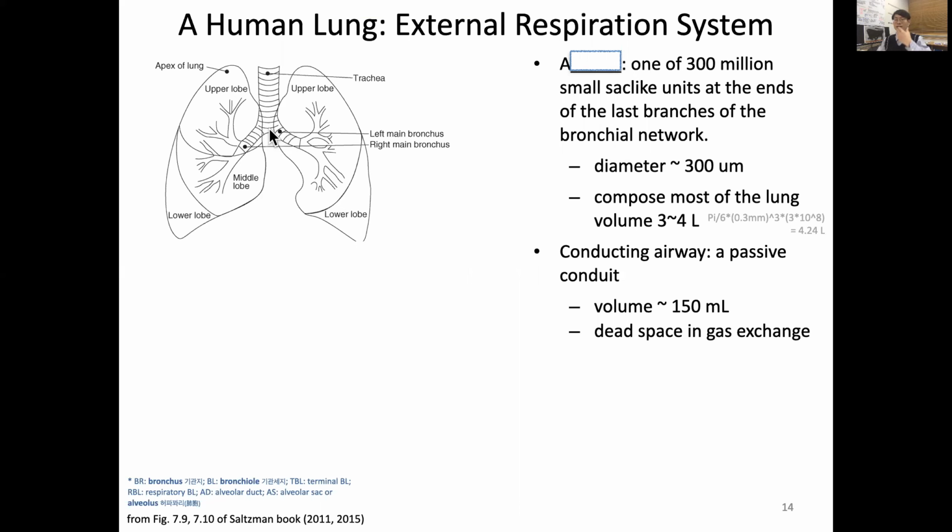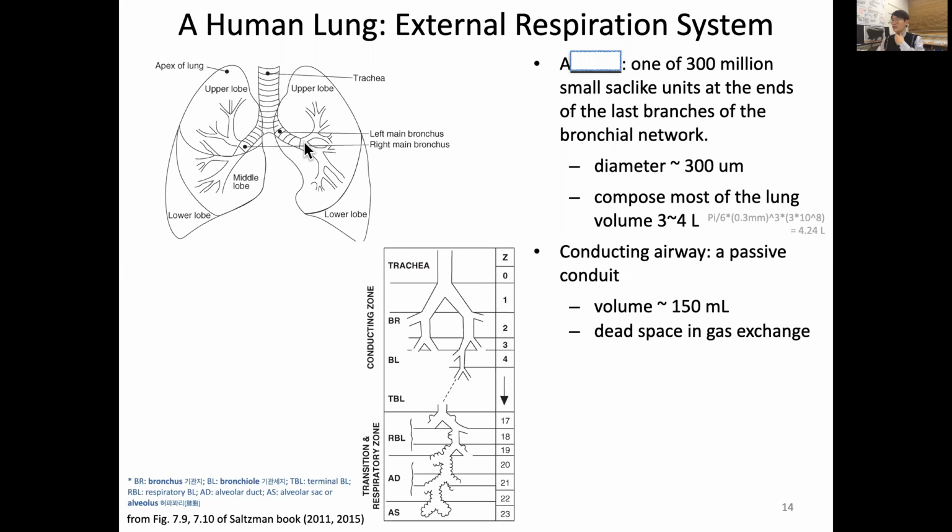Then it goes down and down, with these bifurcating branches. You can see one trachea bifurcates, and this becomes a bronchiole, and this becomes a terminal bronchiole. Up until this part, there's no actual gas exchange between the air and the body, so that is purely the conducting zone. From here, there is the respiratory bronchiole, and then it gets down to the alveolar duct. The end part of this is the so-called alveolar sac or alveolus. This part is the transition and respiratory zone.